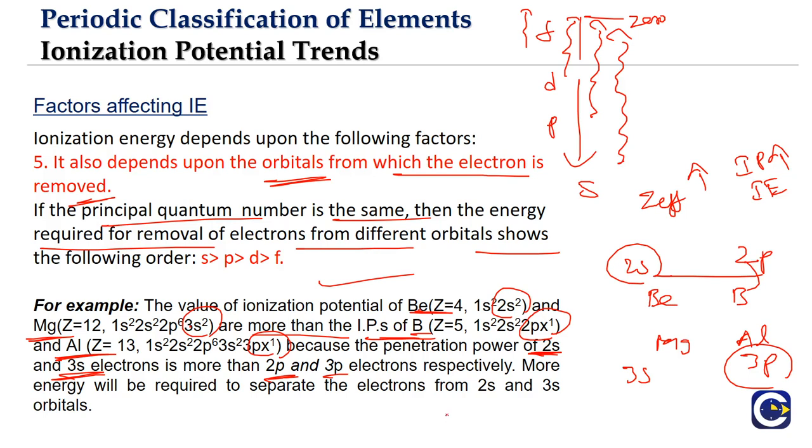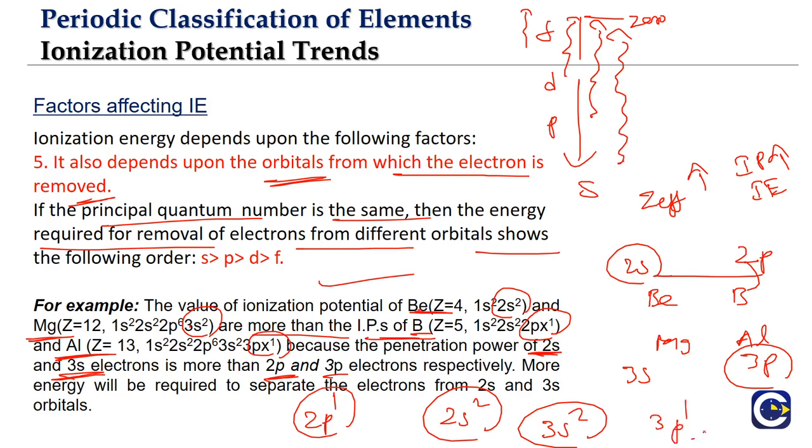Beryllium has a stable fully filled s structure. So is the case with magnesium, 3s2 structure. Whereas boron has a lone electron in the 2p level, and aluminum has a lone electron in the 3p level. So in the case of beryllium and magnesium, what is happening? The valence s subshell is fully filled. In beryllium, 2s is fully filled. In magnesium, 3s is fully filled.